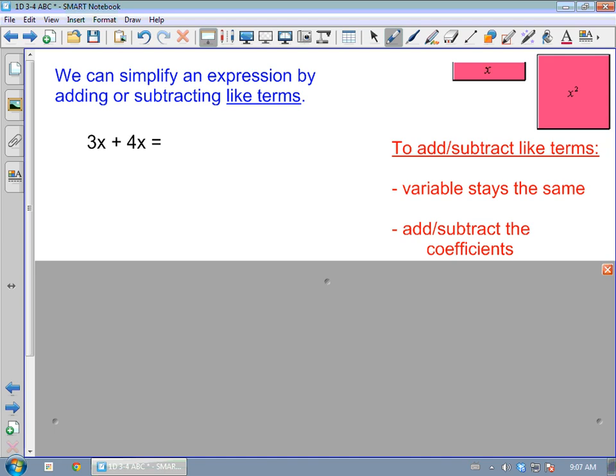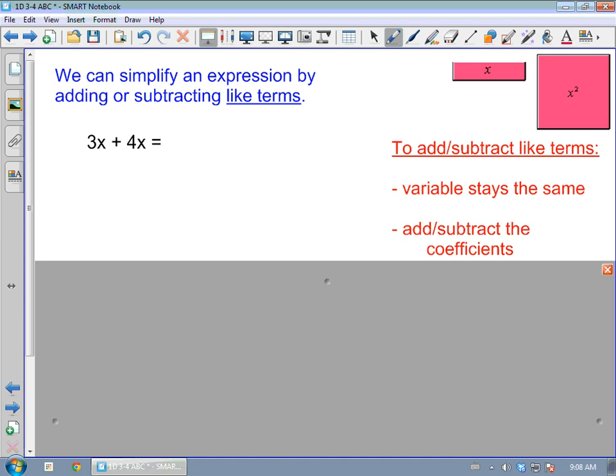And the rules that we're going to follow to add or subtract like terms is we are going to keep the variable part the same. Okay, so those x's are always going to be x's. We can't change those long rectangles into something else. And we're going to add or subtract the coefficients. So add or subtract those numbers out in front.